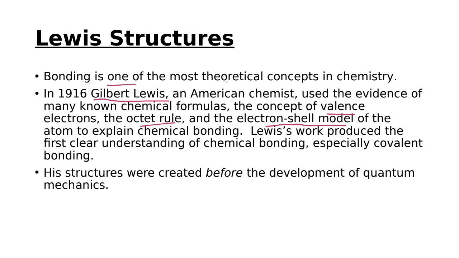We know that bonding is one of the most theoretical concepts in chemistry. We cannot see atoms, we can't see electrons. We can only theorize what the electrons do and how they bond based on properties of all of the compounds that exist. So Lewis's work gave us some clear understanding of bonding, but he focused in particular on covalent molecules and covalent bonding. His structures were created before the development of quantum mechanics, but a lot of the basic ideas that he came up with still hold true today.